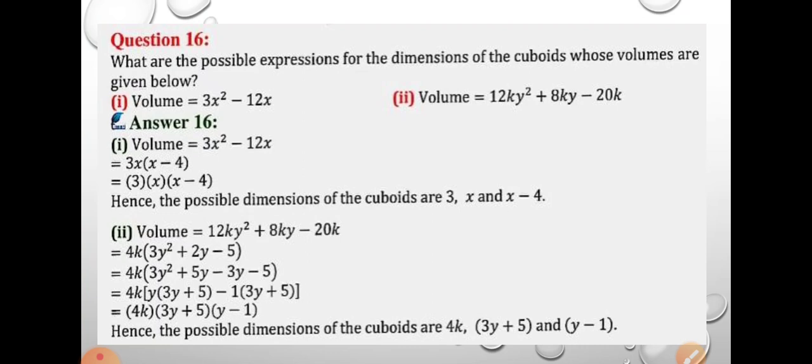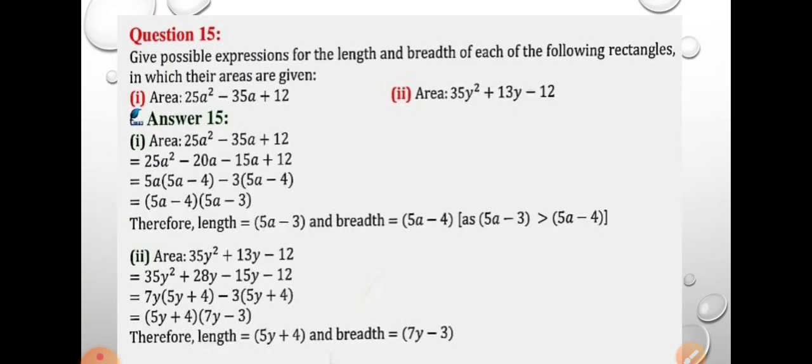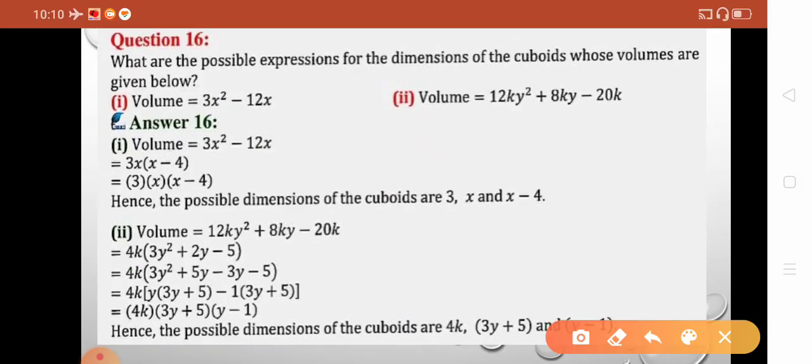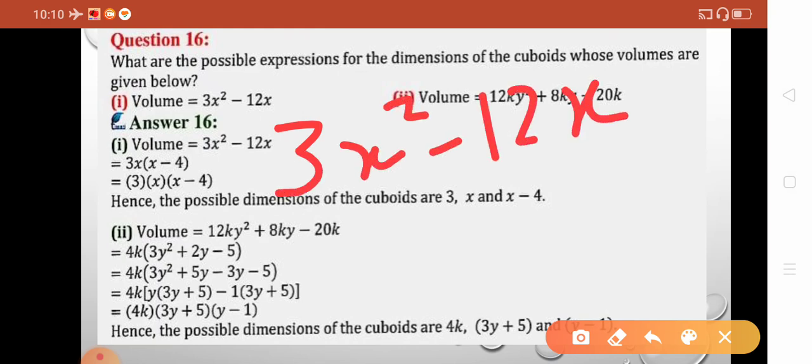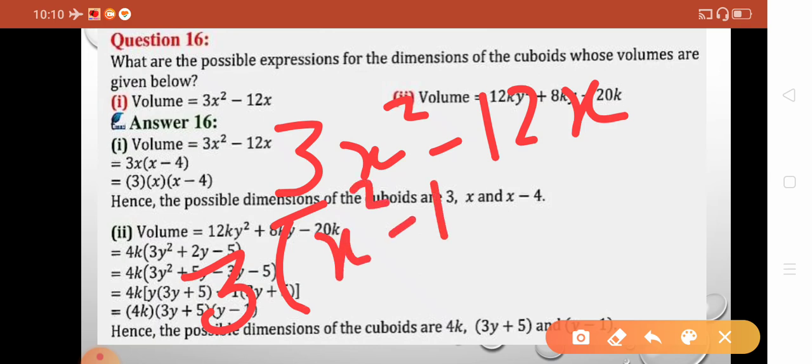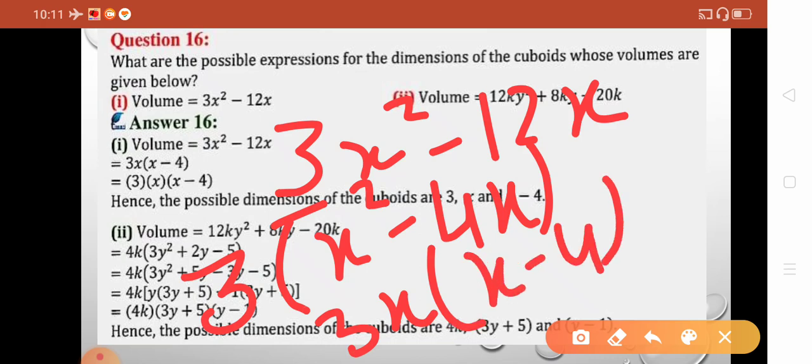Whenever you are given a cuboid, which is 3 dimensional, that means you will get 3 factors. A rectangle is a 2 dimensional shape, that means you will get 2 factors. So from here we have 3x square minus 12x. You can directly see 3 can be taken common and x also can be taken common. First of all we will take 3 common, so we will be left with x square minus 4x. Then we will take x common, so 3x times x minus 4. So the 3 factors can be 3, x, x minus 4.